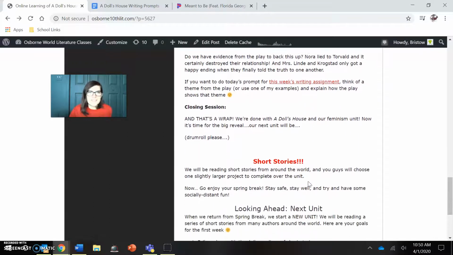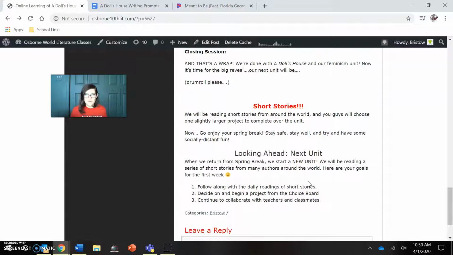And for our closing session today, drum roll please. It's my sound effects. Our next unit will be short stories. We're going to be reading short stories from around the world, and you guys will choose one larger project to complete over the course of the unit. It'll be a 3-week unit. You'll have the whole 3 weeks to complete your project, and it'll be your choice of project over your choice from a list of short stories.